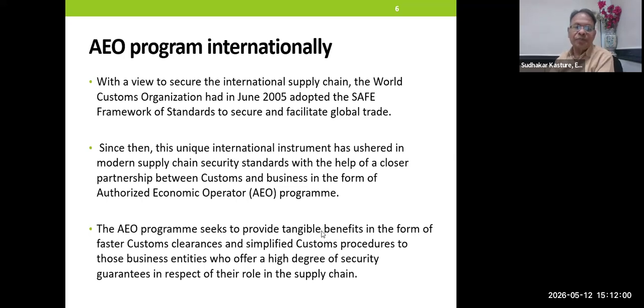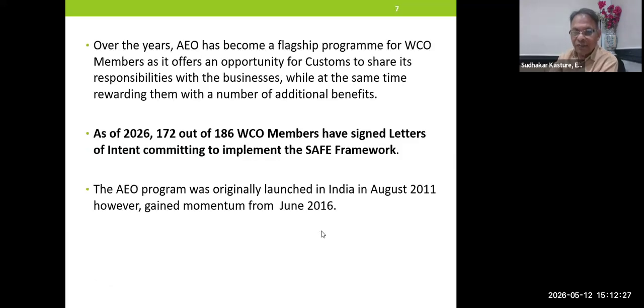It has provided benefits to importers, exporters, customs brokers, and supply chain people put together. The biggest thing that was talked about is faster customs clearances, simplified customs procedures, and security guarantee in respect of their role in the supply chain. So when WCO adopted this, WCO is an organization with 186 members, 186 countries' customs administrations, and they have committed to implementing this SAFE framework. That is how it got into this.